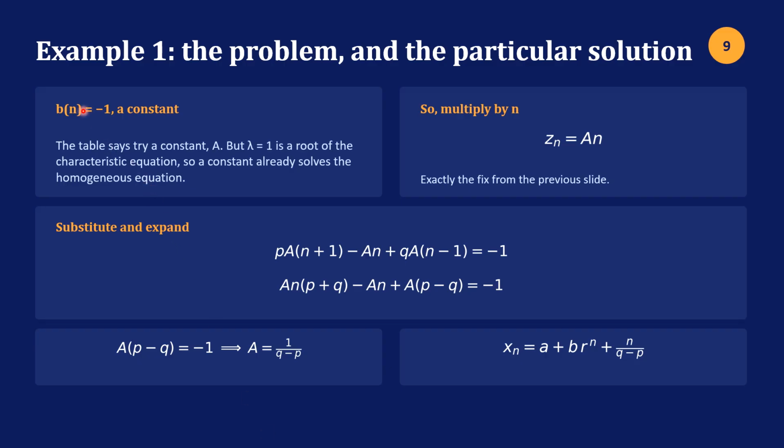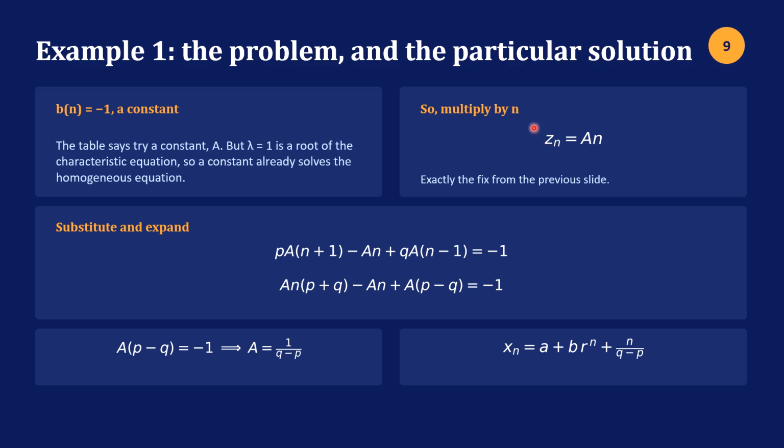You see here, we put in b of n equals minus 1. It's a constant, and the table tells us to try a constant a. But from a couple slides back, with the problem we mentioned, when lambda equals 1 is a root of the characteristic equation, this is one of the things to check for. In that case, we're just going to multiply a by n as a modification of what we would normally do when we have a constant.